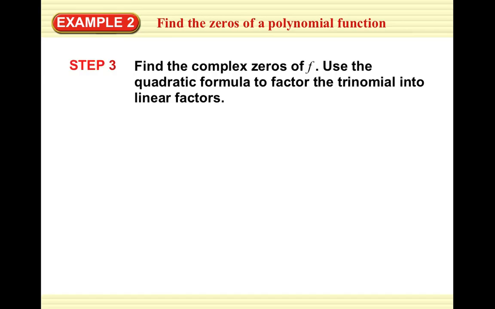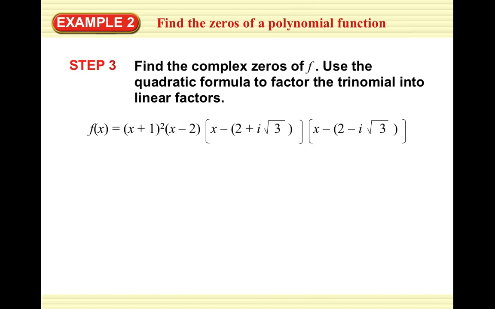Step 3 is we would find the complex zeros. Using the quadratic formula, we would factor that trinomial into its linear factors. So negative b plus or minus the square root of b squared minus 4ac all over 2a gives us the other two factors. When we do that process, we realize that, of course, they're imaginary. So our answer would be 2 plus or minus i times the square root of 3. That's why you see it written here in factored form, because you always subtract your intercepts.